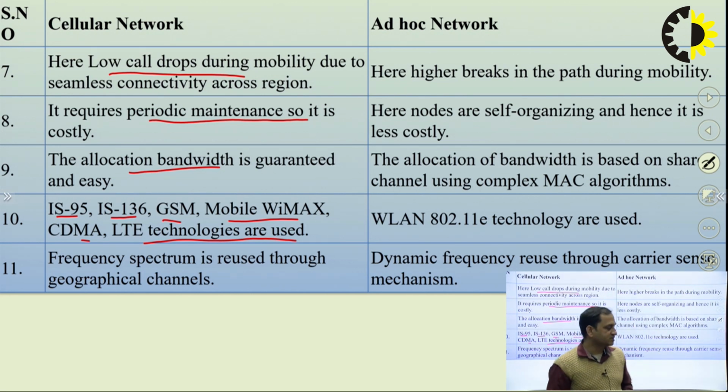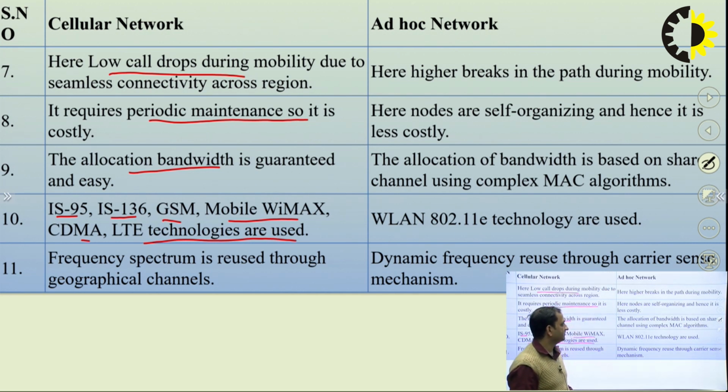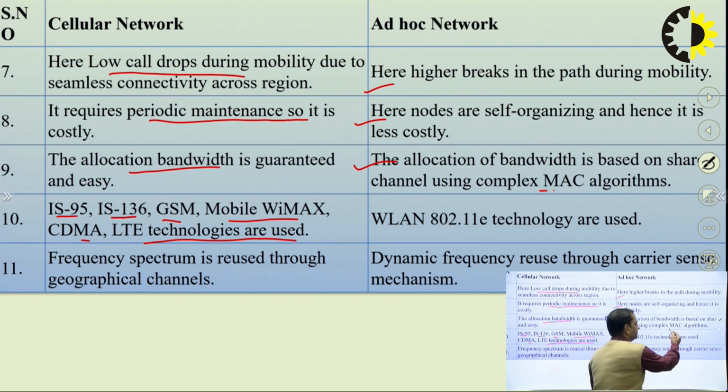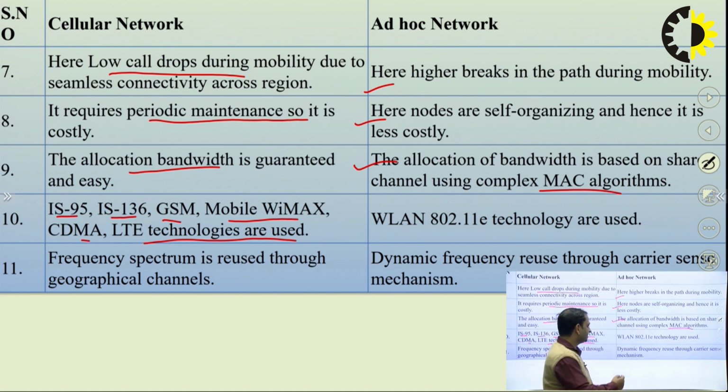On the same constraints, in the ad hoc network there are higher breaks in the path during mobility. Here nodes are self-organizing and hence it is less costly. The allocation of bandwidth is based on sharing the channel using a complex MAC algorithm, right? Here WLAN 802.11e technology is used in ad hoc networks, and dynamic frequency reuse through a sense mechanism is there in the ad hoc network.